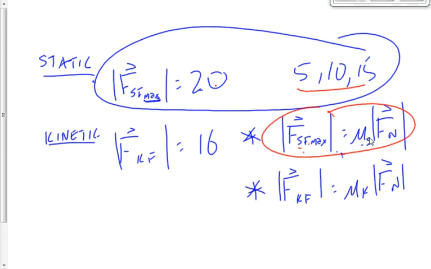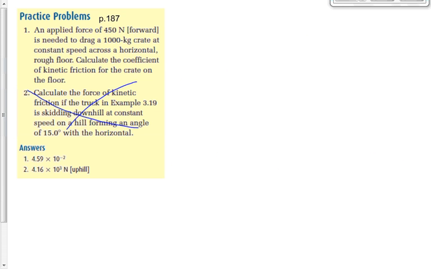All right? You guys worked on a couple questions in class on Friday, and then you had one question for homework on Friday. The homework question was page 187, question number 1. I want to go over that question now. It says, an applied force of 450 newtons forward is needed to drag a 1,000 kilogram crate at a constant speed on a horizontal rough floor. What's the coefficient of kinetic friction?